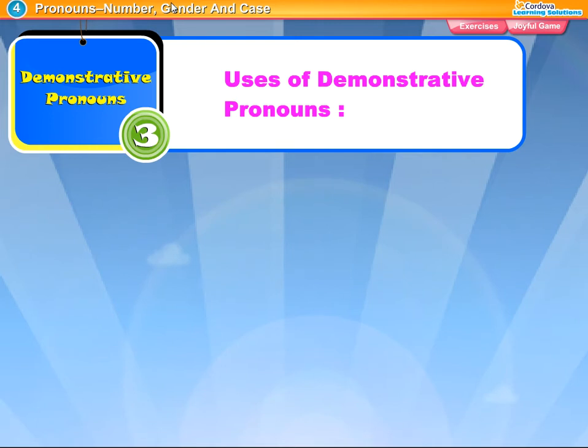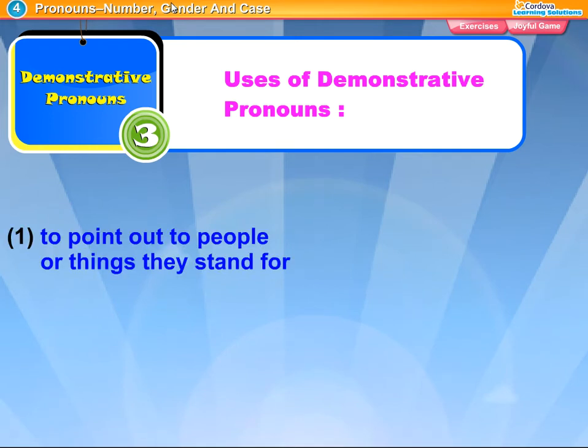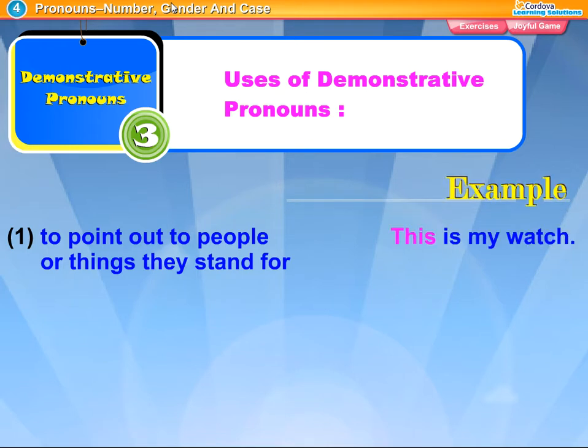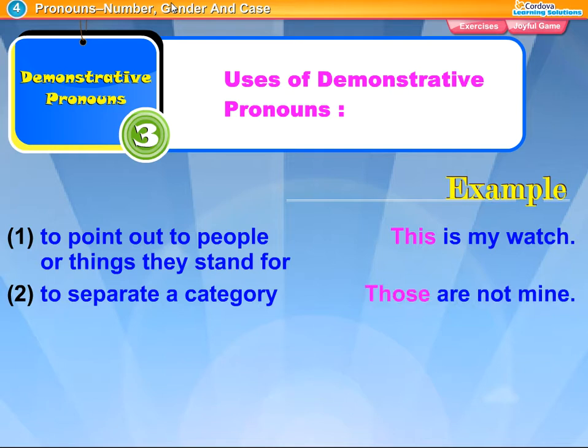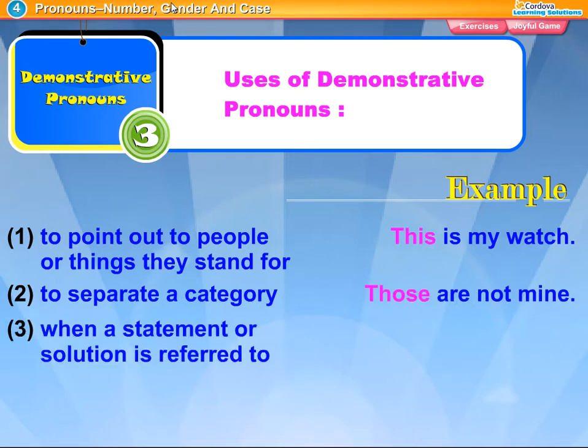Uses of demonstrative pronouns: to point out to people or things they stand for. Example: this is my watch. To separate a category. Example: those are not mine. When a statement or solution is referred to. Example: this is what I said.